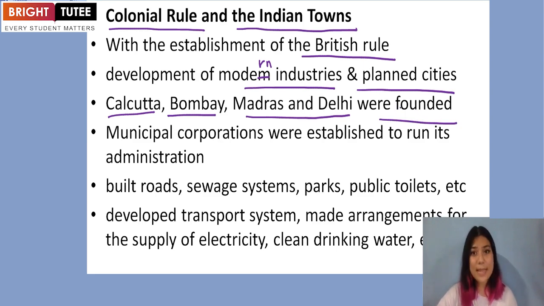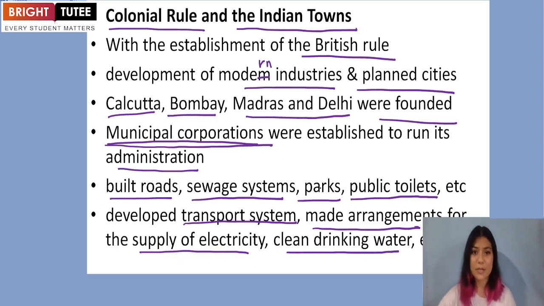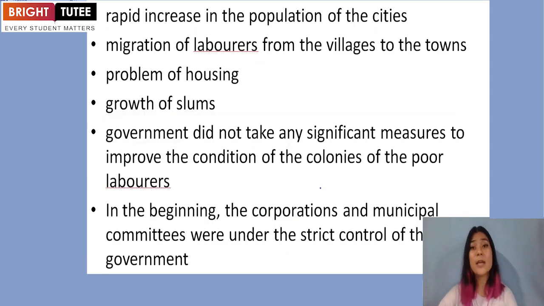Now, as they established these cities, they also established municipal corporations, these local bodies, to run the administration of the cities, to make sure that the upkeep and functioning of the city was well taken care of. These municipalities and municipal corporations built roads, built sewage systems, parks, public toilets, etc. They also developed the transport system for people and goods to move from one place to another. They also made arrangements for the supply of electricity, clean drinking water, hygiene, public health, etc. So all these were done by the municipalities in the colonial cities.